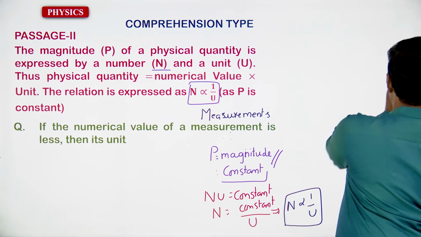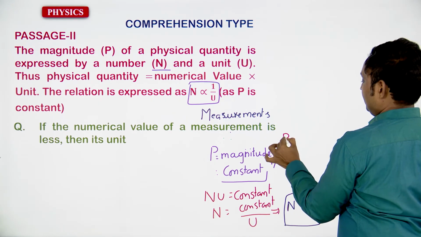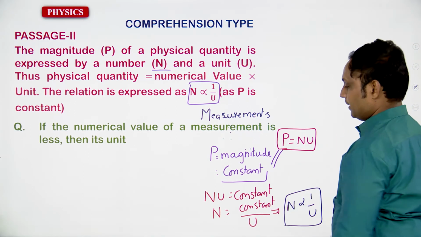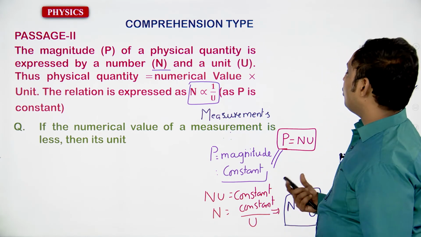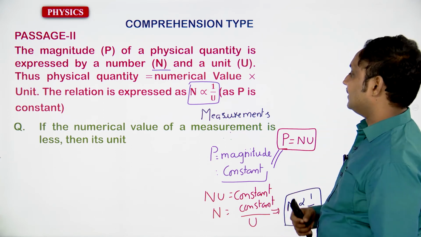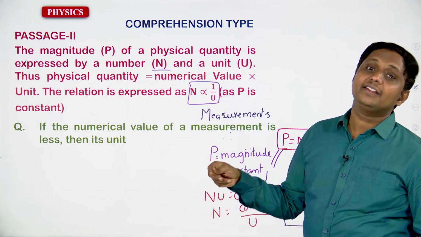Okay. What we are having is the equation P is equal to nu. All right, this is the question we are having. This is the expression. What about that given question? If the numerical value of a measurement is less, then the unit, so the numerical value is going to be less, that is in terms of 1 kg.